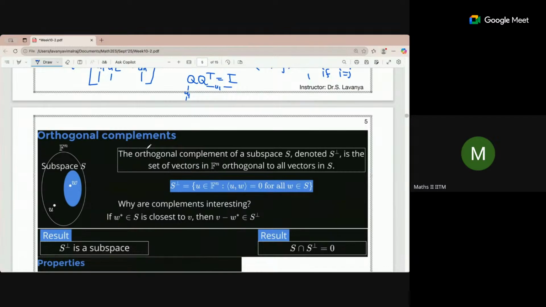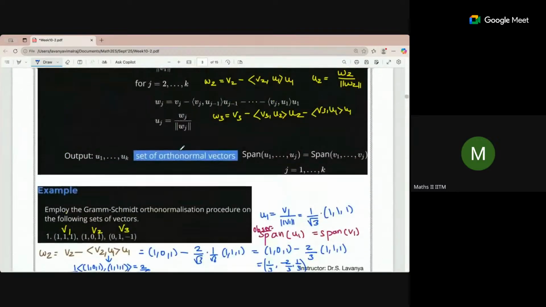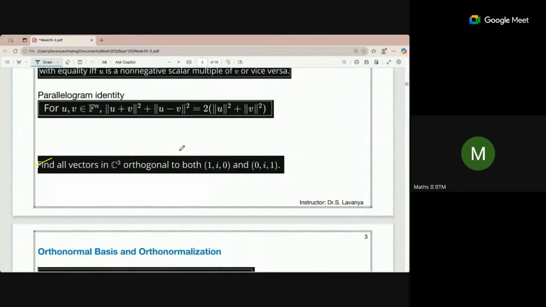Orthogonal complement is something which we already know as a concept, but we don't know the terminology, right? For example, in this example, find all the vectors in C3 orthogonal to both (1, i, 0) and (0, i, 1). So here, what did we do? Let us say this is your vector V1, this is your vector V2, and let us say W is equal to span of V1, V2.